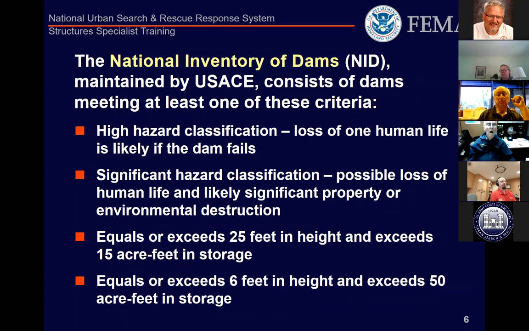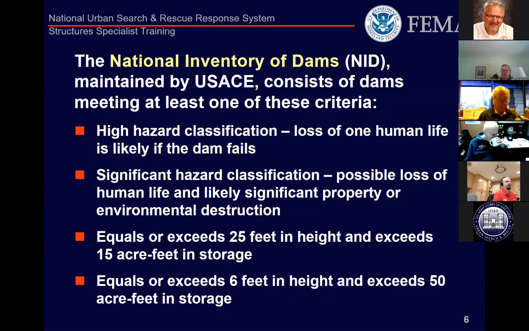But on this slide, I want you to look at these 4 points. The high hazard classification: we consider if there's a single loss of human life. A significant hazard is possible loss of human life or significant property or environmental destruction. If we go back to the Brumadinho failure, you had both loss of life and large property damage. Right now, like I said, it's still under investigation, but that one's approaching $19 billion in property damage.